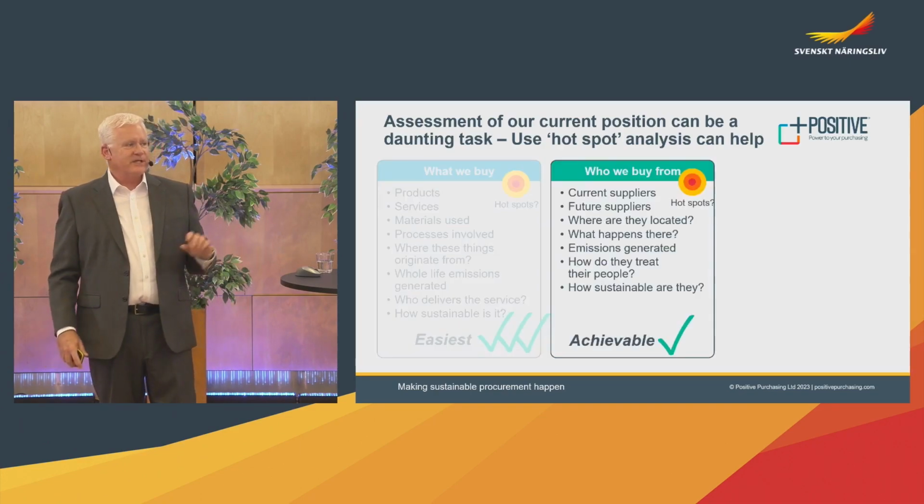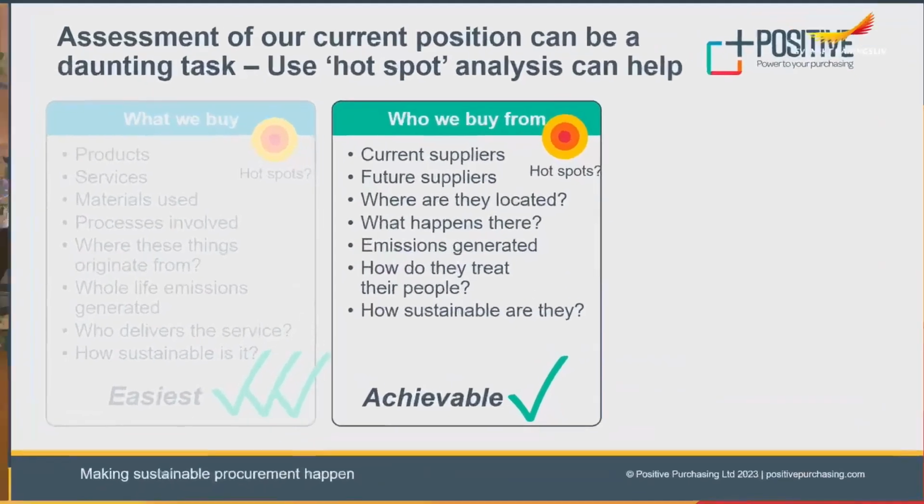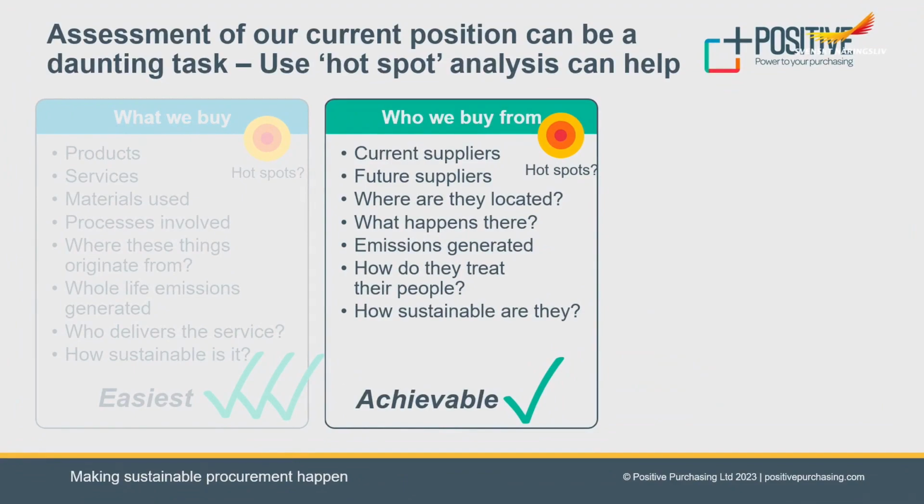Less easy is who we buy from. Our suppliers. Maybe we might know our immediate suppliers, but how do we really know them? Do we really understand everything about them? We've visited them, but have we visited the other factory in a remote location? Do we know what happens there? Do we know how much emissions are generated? Anybody here ask your suppliers to tell you what their CO2 equivalent is? Raise your hand if you've asked suppliers to give you that information.